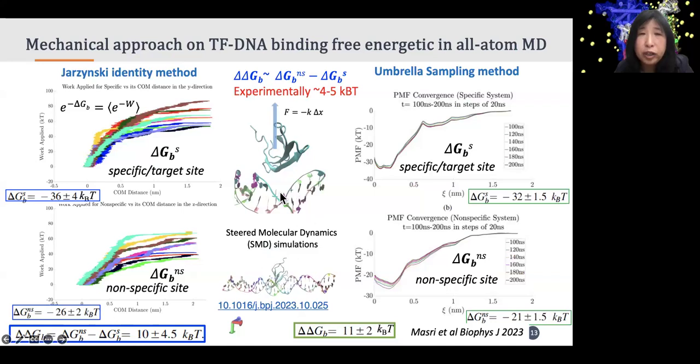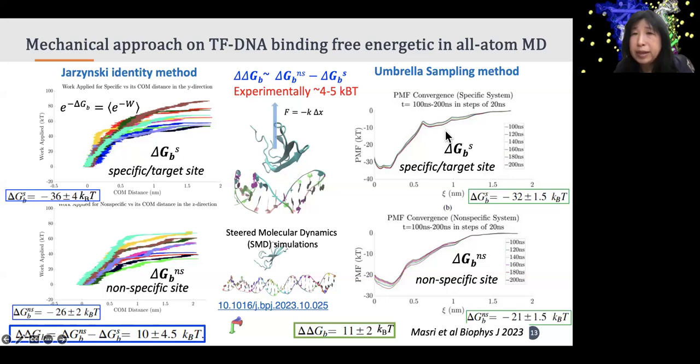So we first pull the protein away from DNA. Because it's not very slow, we use Jarzynski's method to average the exponential of the work distribution and get the delta G. Actually delta G first, and then we get delta G between different sequences. But we worry that if the protein rotation is not sampled well enough, then we use another way of sampling.